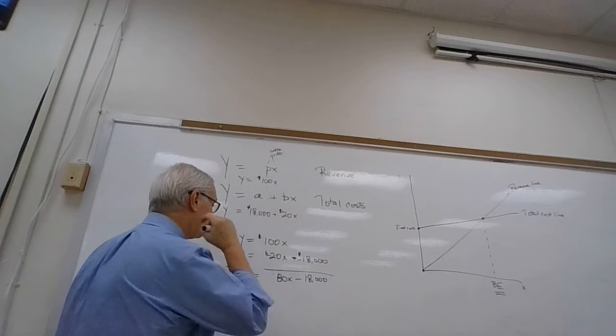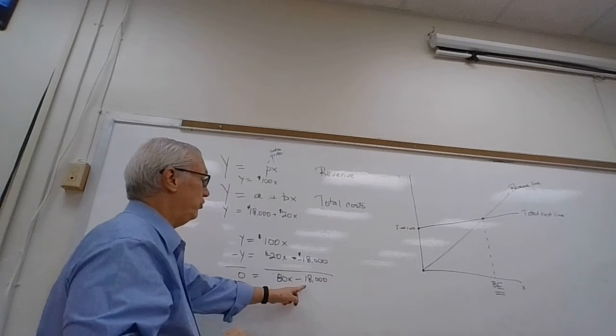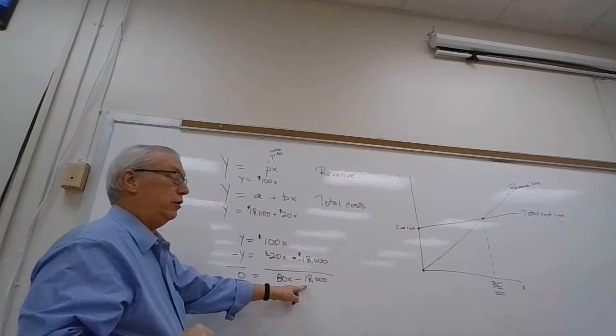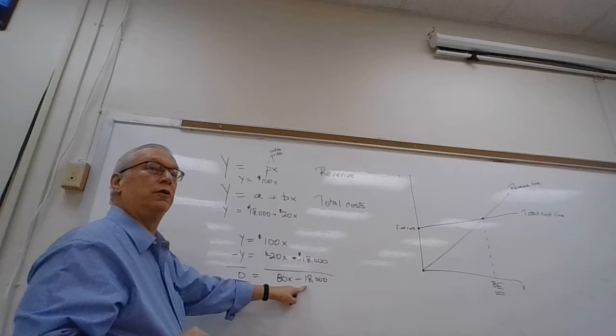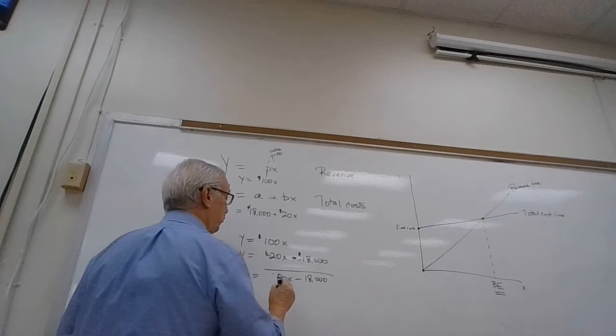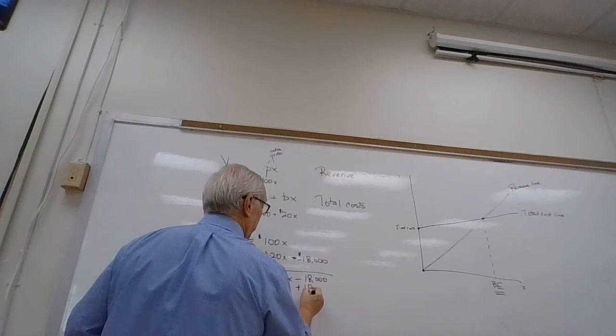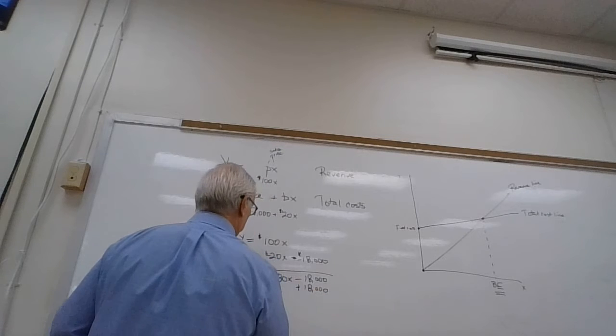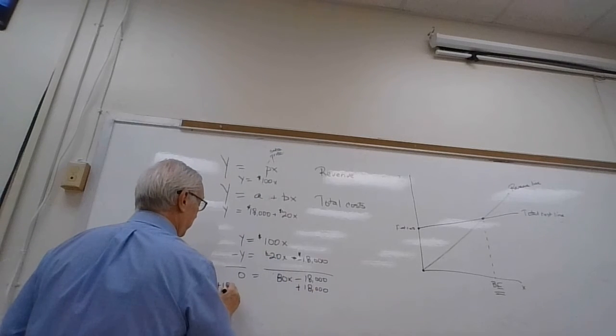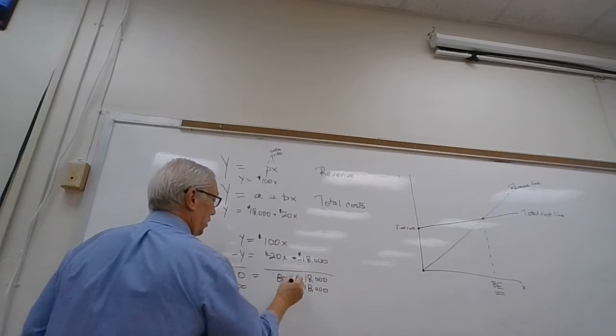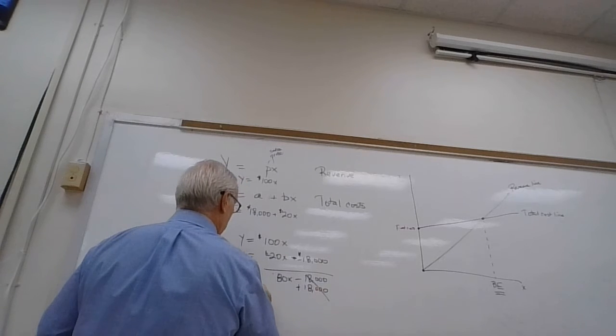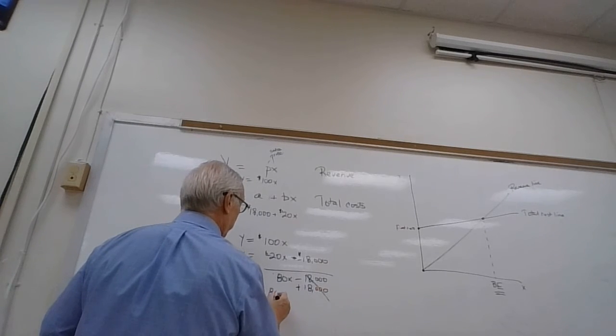And then what you need to do is get rid of the negative 18,000. The way you do that is you add 18,000 to both sides, plus 18,000 plus 18,000. This cancels out, and you get 18,000 equals 80x.